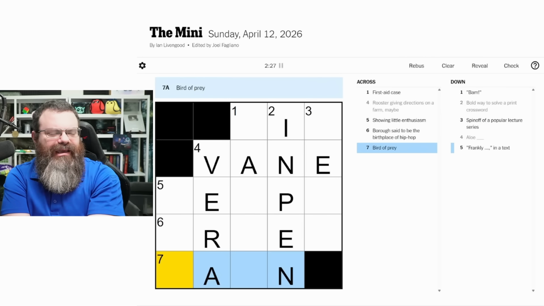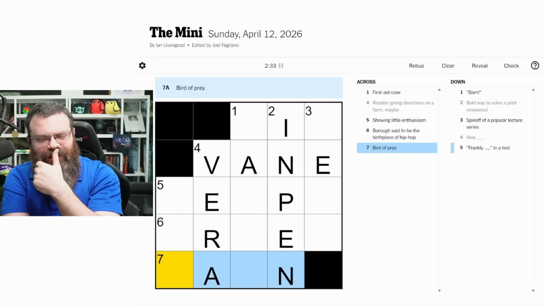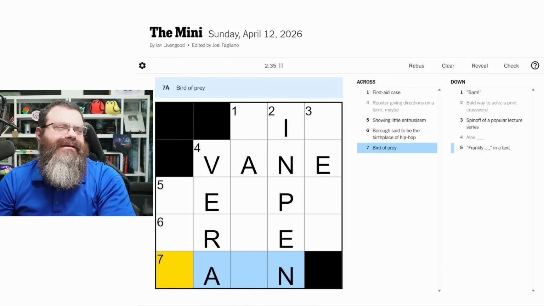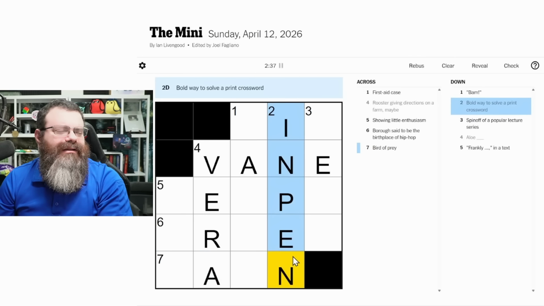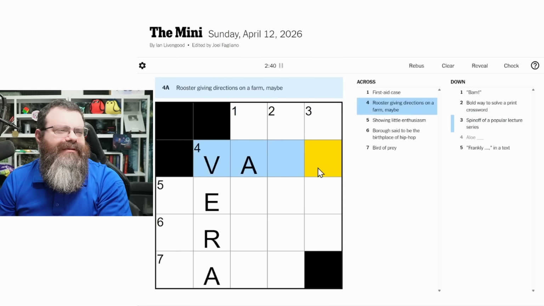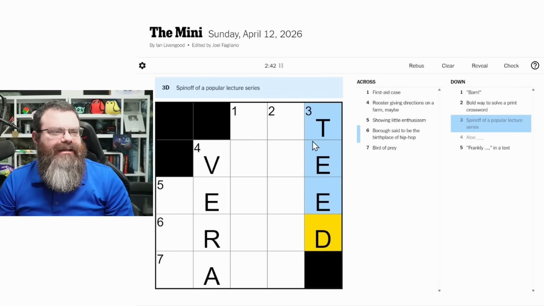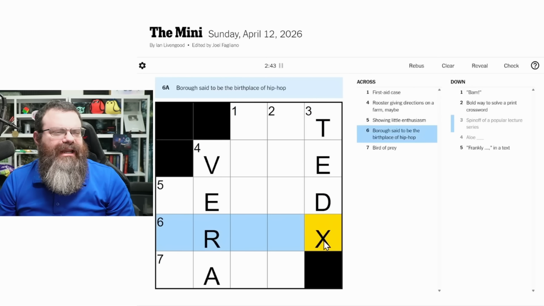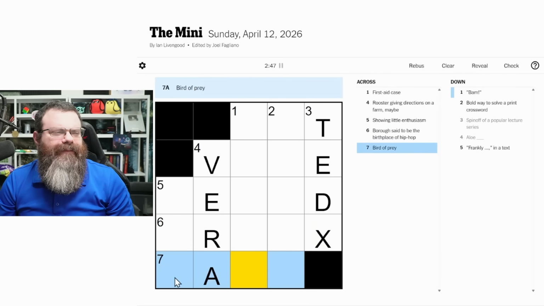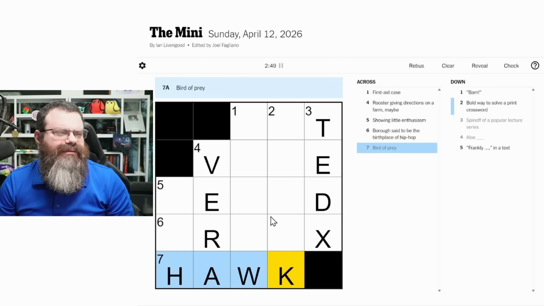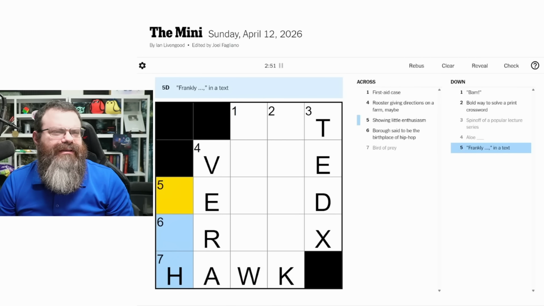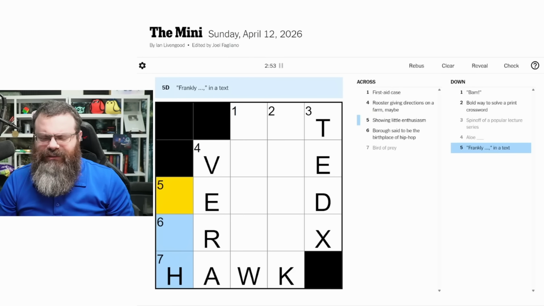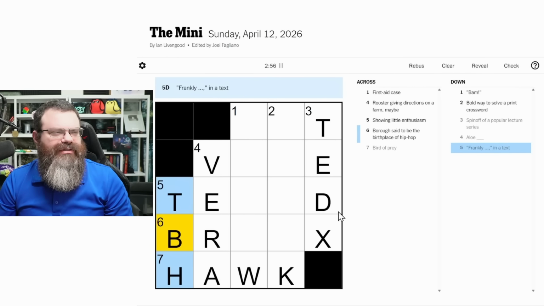Bird of prey. Like an eagle or a hawk. Maybe it's not in pen. Okay, I'm going to erase everything but Vera. Maybe this is TEDx then. But an X at the end of a burrow? I'm thinking this is hawk. So let's see if that works for frankly, in a text. Maybe TBH, to be honest.